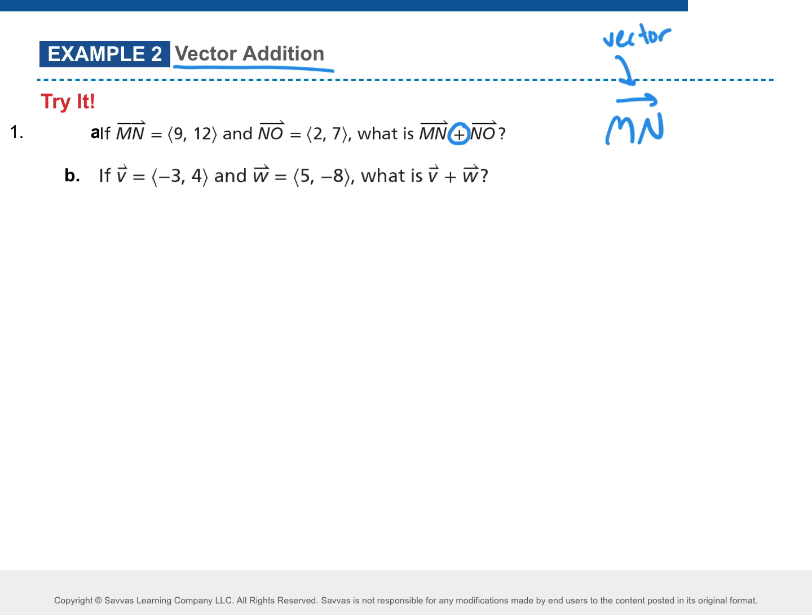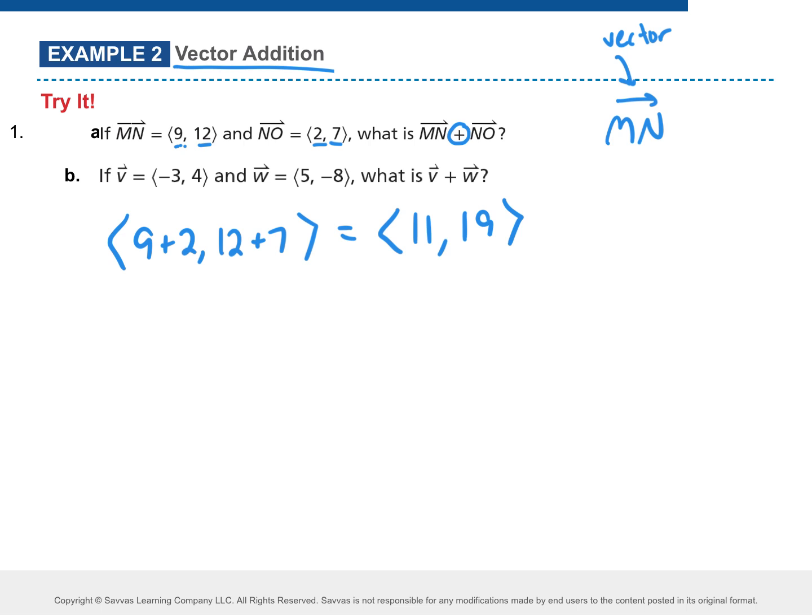Okay. So what do you think I'm going to do with those? Add them together. So I take 9 plus 2, and then I take 12 plus, exactly. Yep. So 9 plus 2, 11, 12 plus 7, 19. That is my new combined vector of those two.